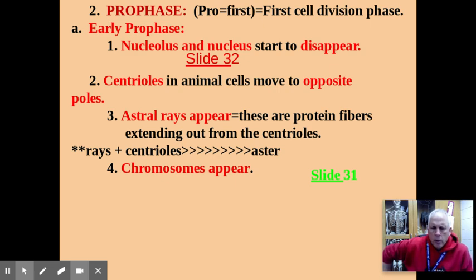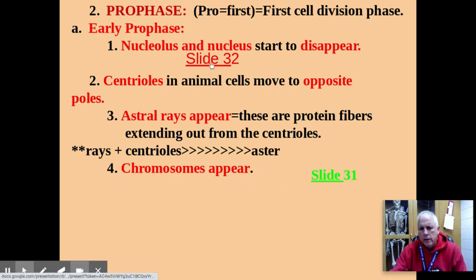Centrioles move to opposite poles. In the cell, think of the globe. We have the center of the globe, which would be the equator, and the poles, north and south pole. In this case, we're going to have an east and west pole. We use the same terminology with cell division. If you remember from the cell chapter, we talked about astral rays. These little fingers come out from the centrioles and start to go towards each other from either side, and that's called an aster. And the biggest thing you're going to look for is that chromosomes will appear, okay?